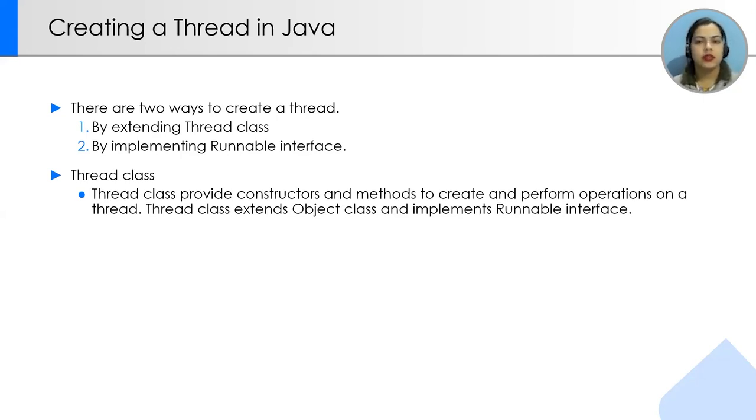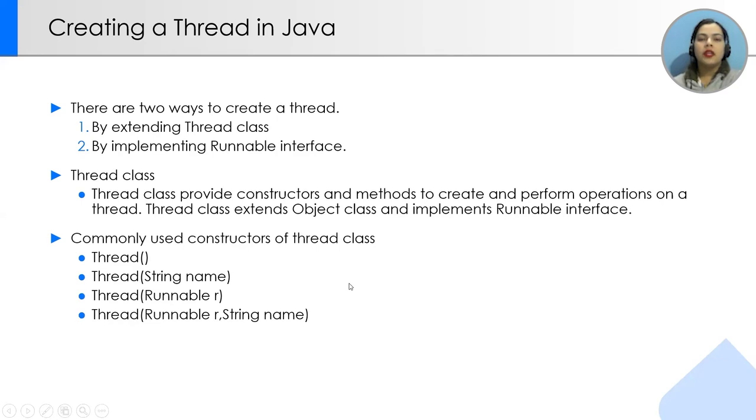Now let's discuss what the Thread class actually is. The Thread class provides constructors and methods to create and perform operations on a thread. What are those operations? Whatever you want to execute with the help of a program, you can do the same thing with the help of a thread. The Thread class extends the Object class and implements Runnable.